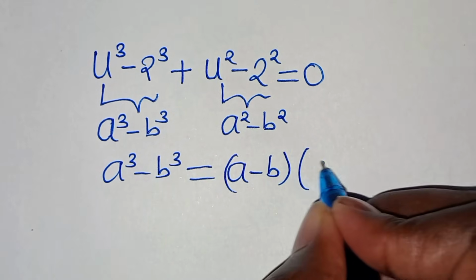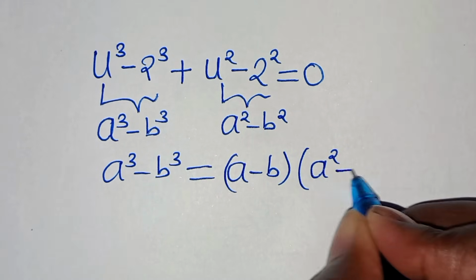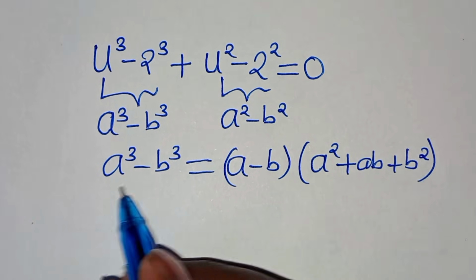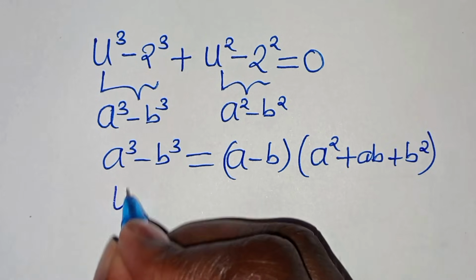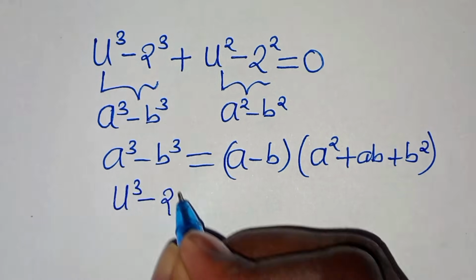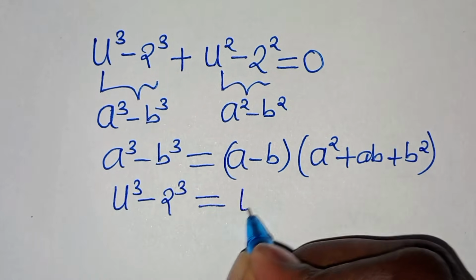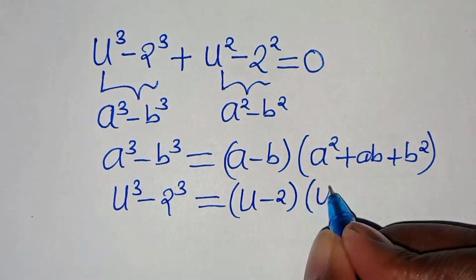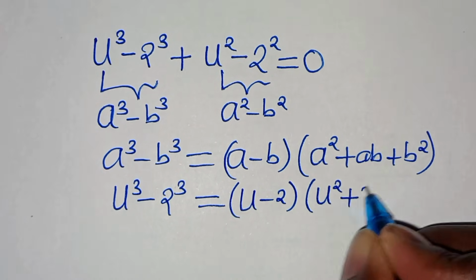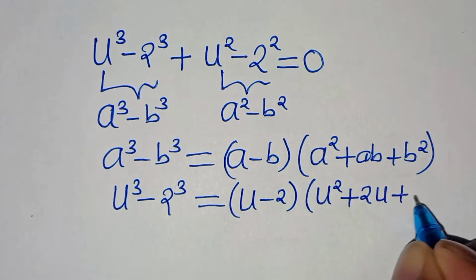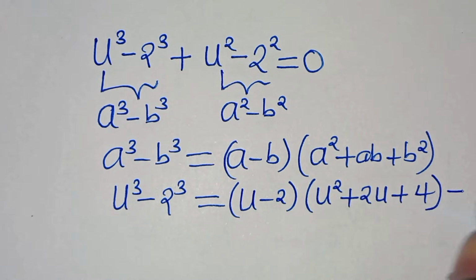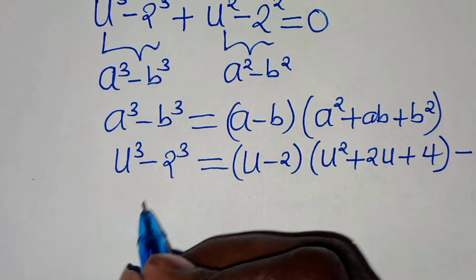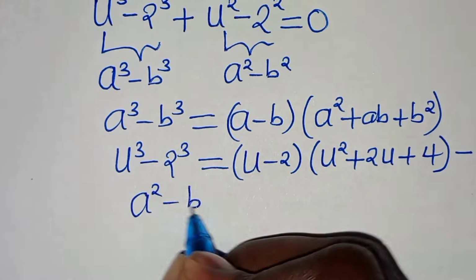into the parentheses, a to the power of 2 plus a times b, then plus b to the power of 2. So applying this identity, u to the power of 3 minus 2 to the power of 3 can be expressed as u minus 2, into the parentheses, u squared plus 2u, then plus 2 squared, which is 4. Let's call this case 1 here. Then we have a squared minus b squared.